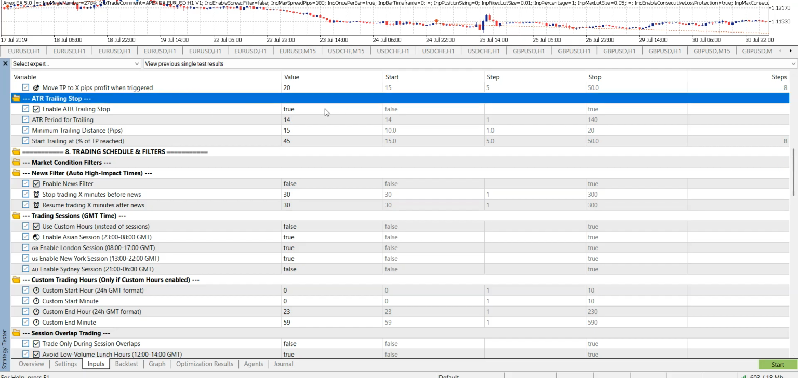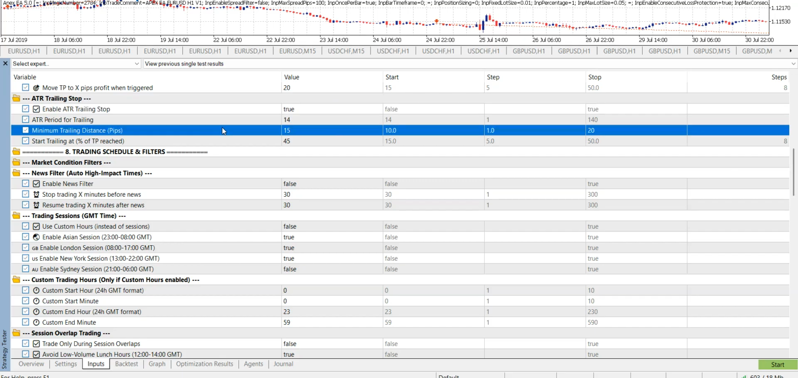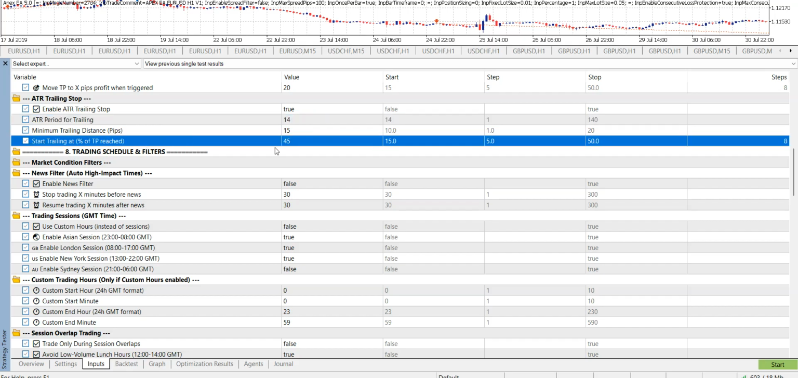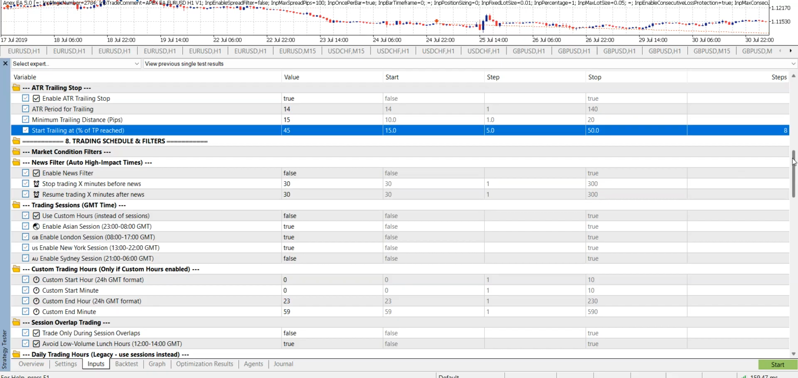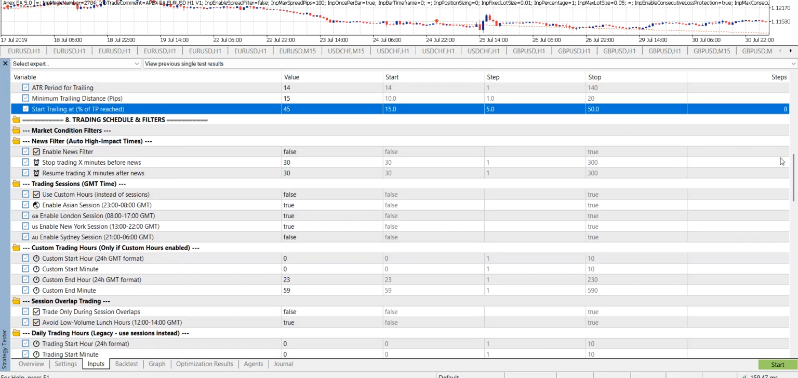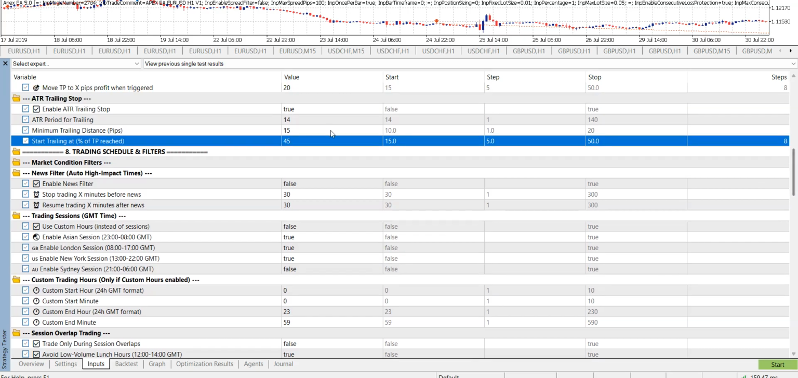ATR based trading stuff, of course, you can use with minimum trading distance in pips. You can set the ATR period, and it is also based on the take profit, which is always great because it is very intuitive and you understand it, and it is what we need. Yeah, it is pretty simple.